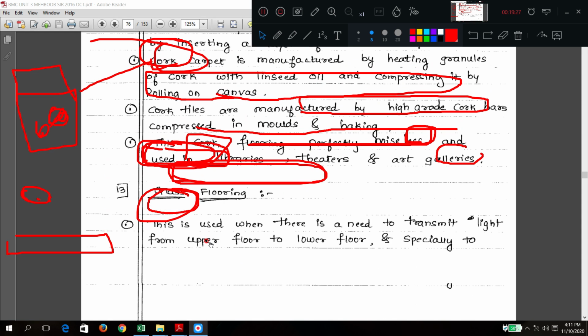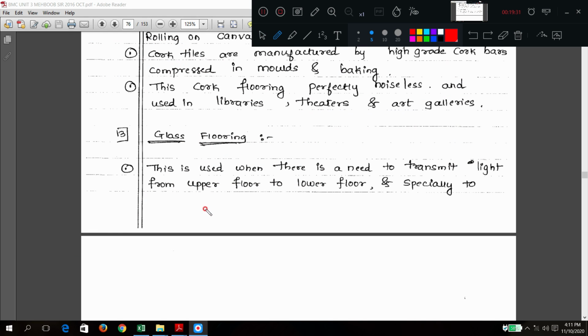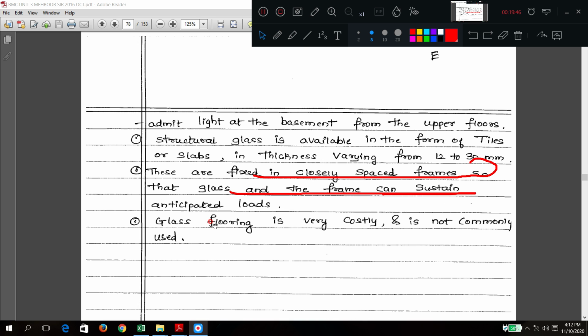Cork. What is this glass flooring? This is used when there is a need to transmit the light from the upper floor to the lower floor. When you want the upper floor to transmit light, that time you can go for glass flooring. So you need light for that one. Structural glass is also available.